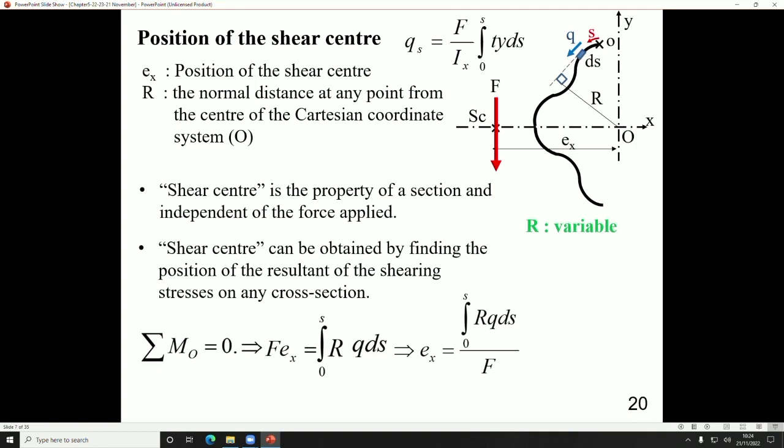Yes, please. How are we going to know R exactly? R, you need to look at the geometry you're analyzing and find R from there. I'll show you a few examples. You're going to show us an example now? Yes.